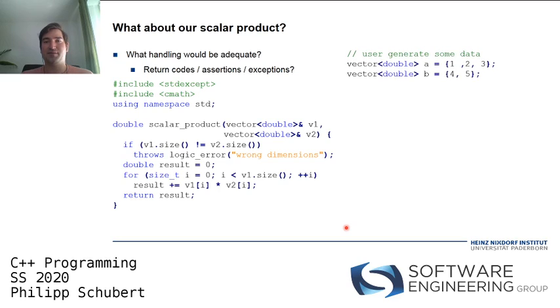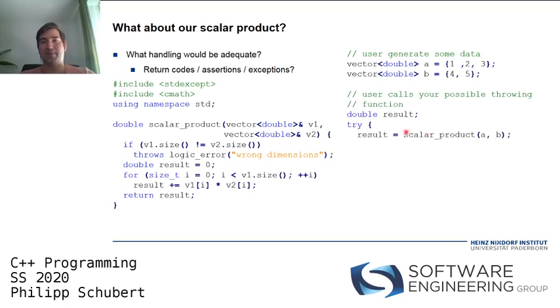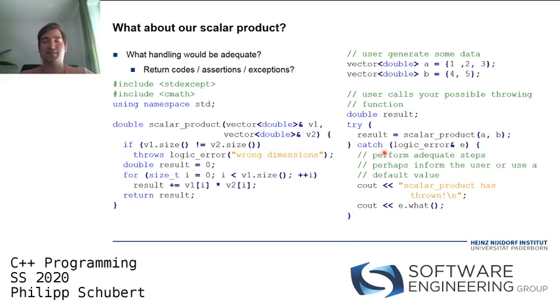And then you have some user-generated data, and here maybe let's enforce this error by providing two vectors of different length. We can now have a try block with the scalar product, which may throw. Then we can associate a corresponding exception handler, which catches logic errors, and you observe that the types match. Whenever we throw a logic error exception, we also need to catch a logic error exception. And then we can act accordingly, and whatever that means depends on your domain.